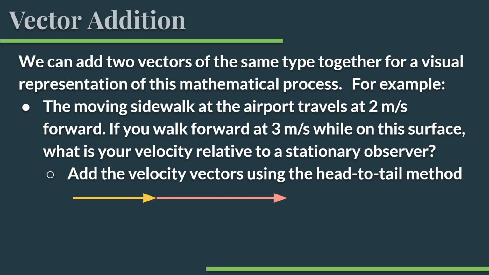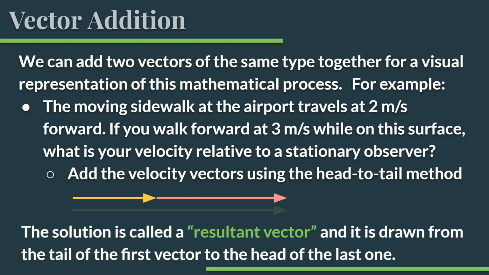And so if you wanted to answer the question, what is your velocity relative to a stationary observer, you can do that mathematically by adding the numbers, or you can do it with the vectors by drawing in a resultant vector. The resultant vector here is shown in green. It's always drawn from the start of the first vector to the end of the last vector. So it's just a long green arrow in this case. But this represents the resultant, or the total of those two values, which is exactly what you would do if you solved it mathematically. 2 plus 3, same thing.